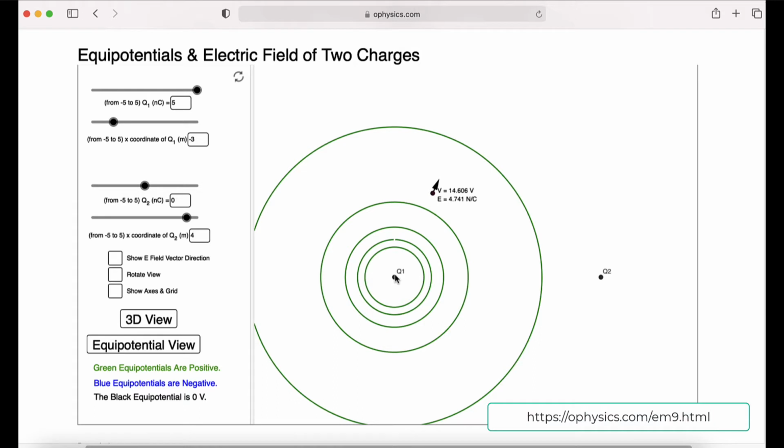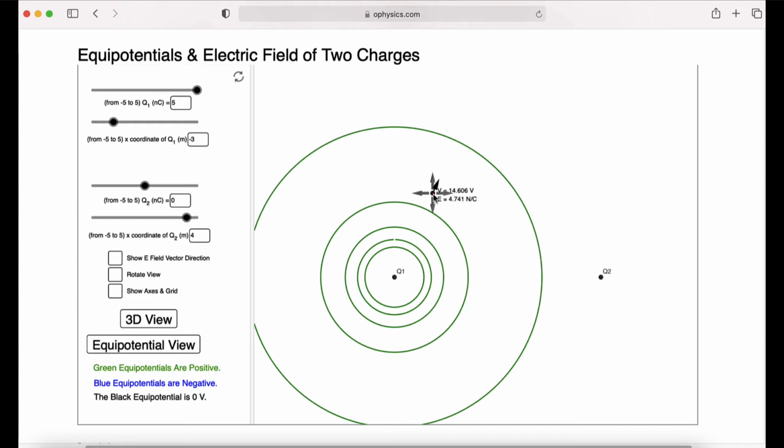We can see here that we have a central positive charge. It's at 5 nanocoulombs, and this charge I've reduced to 0 nanocoulombs, so it's not even there. Central positive charge, and we can see the equipotentials going out around it. Note that the equipotentials, as we've said, get further spaced out as we go away from the central positive charge. We also have this sensor that's measuring potential, that's V, and we can see that that goes up as we get closer to the central positive charge.